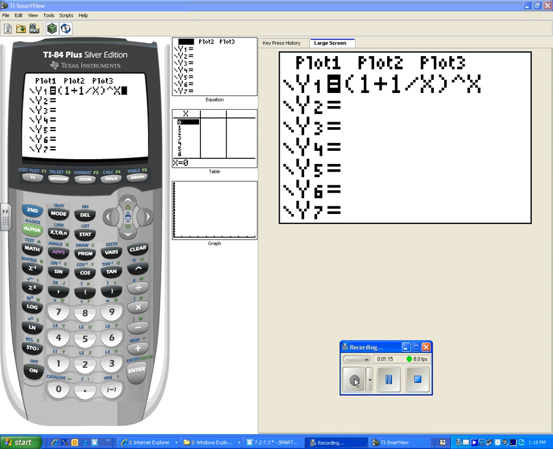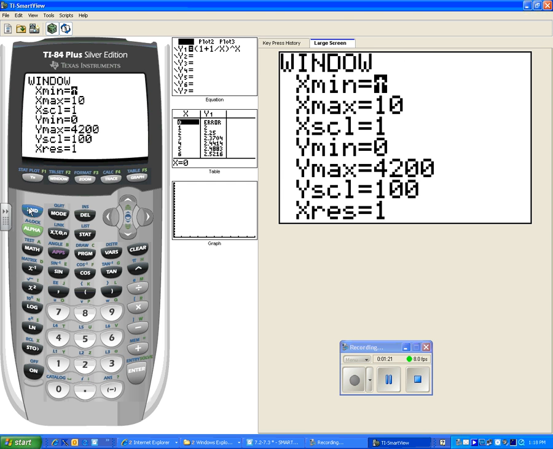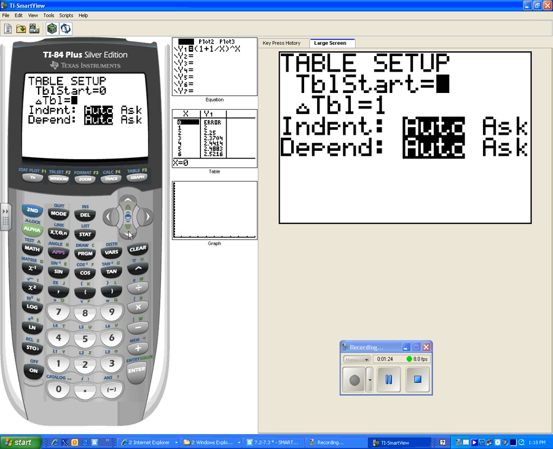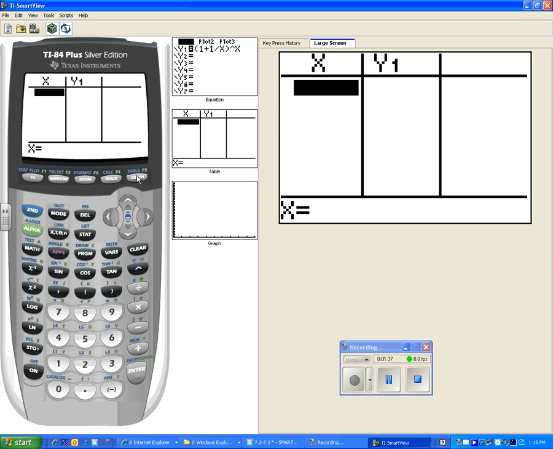We want to know what happens as x gets really large. So what I'm going to do is go to my table setup, and I'm going to change this to ask, because I want to tell my calculator what to put into the table instead of it just giving me numbers. Then I'm going to go back to my table, and it'll be blank because it's waiting for me to tell it what numbers to put in. So let's just start with 1. What happens if I put in 1? Well, then that formula is going to give me 2.